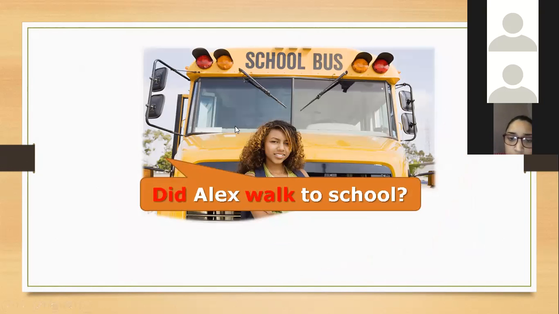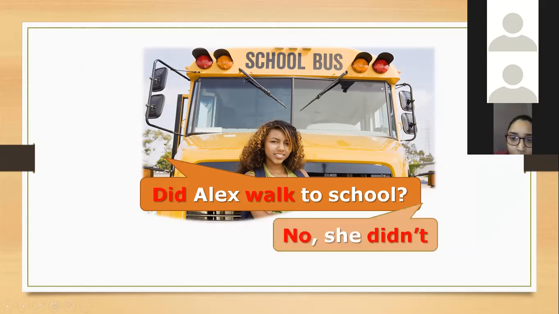Okay, and the answer could be yes, they did, or no, they didn't. Here we have another question. Did Alex walk to school? Walk in the base form. Did is the one that is giving me the past context. And the answer is no, she didn't.